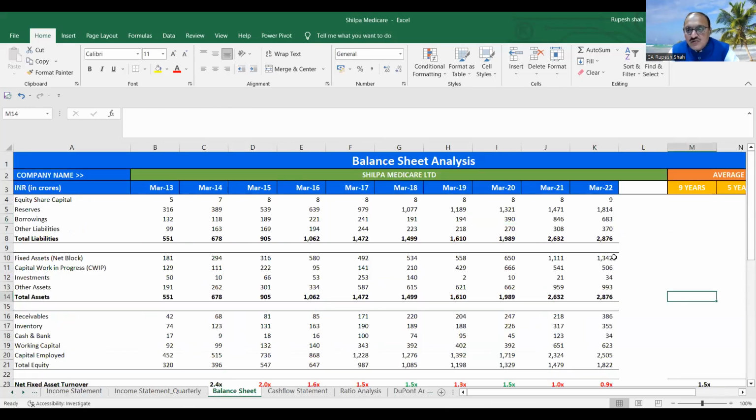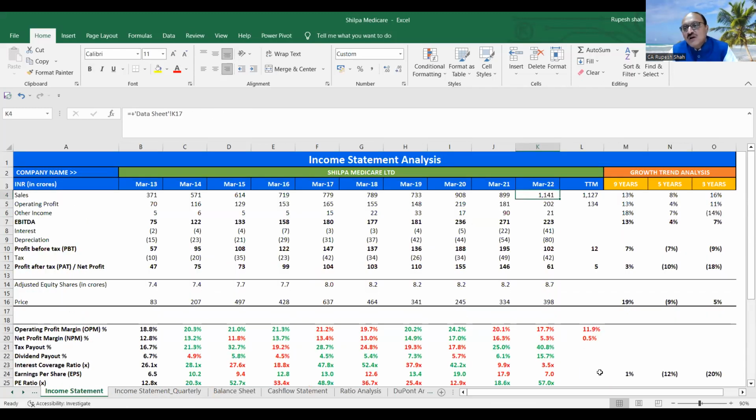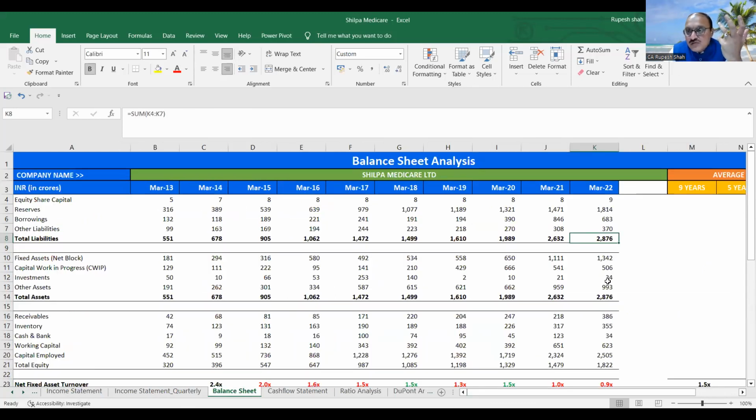Let us look at the balance sheet. What is the size of the balance sheet? 2876. On that, what is the turnover? 1141. Oh my God, that is very low. Just try to look at it. The balance sheet is around 2800 crore and the turnover is not even 1200 crore. That means this company demands more money but is not able to grow that much sales or convert that much into sales, right?